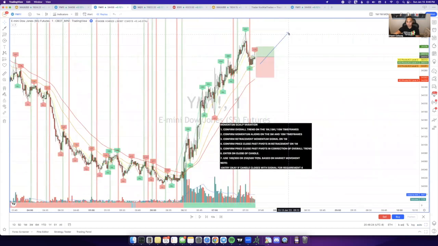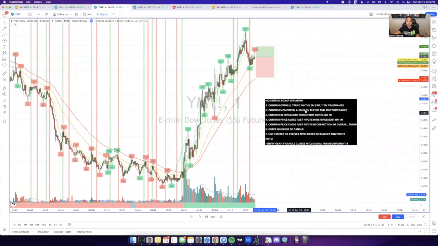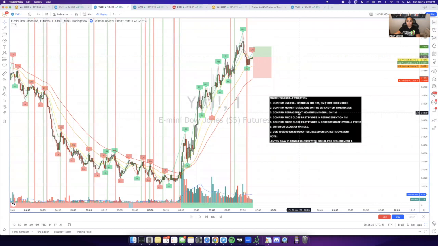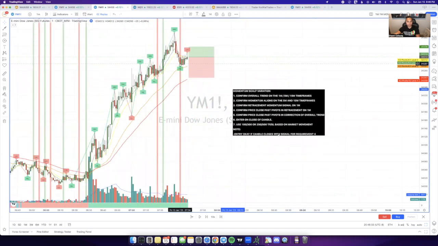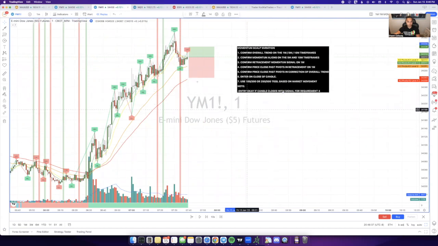Going over to step 3, next you want to confirm a retracement momentum signal on the 1 minute time frame. So once you've confirmed that, you want to go back and look at the most recent momentum signal here on the 1 minute, and you want to look for a signal that's going opposite of the trend. Right here we have a sell signal, and that's going to confirm the retracement on the 1 minute time frame. So with that said, we've confirmed step 1, step 2, and step 3.